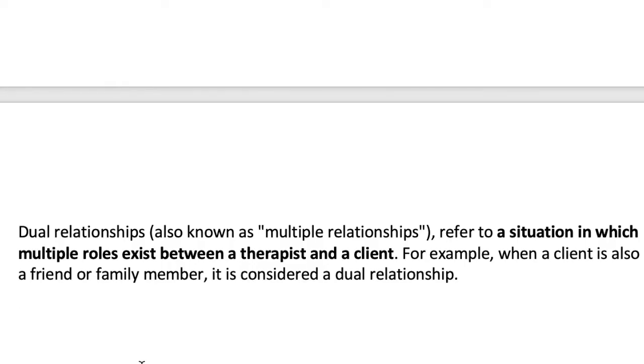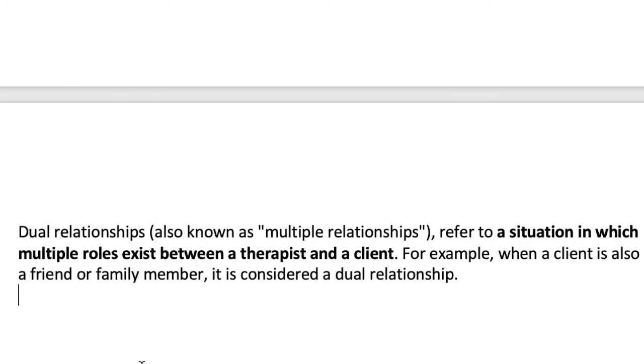Today we are going to be taking a look at a LCSW test prep vignette question surrounding dual relationships. So first I want to go into the definition of dual relationships, and then we'll get into the actual test prep question. So dual relationships, also known as multiple relationships, often refer to a situation in which multiple roles exist between a therapist and a client. For example, when a client also is a friend or family member or any other sort of relationship, it can be considered a dual relationship.